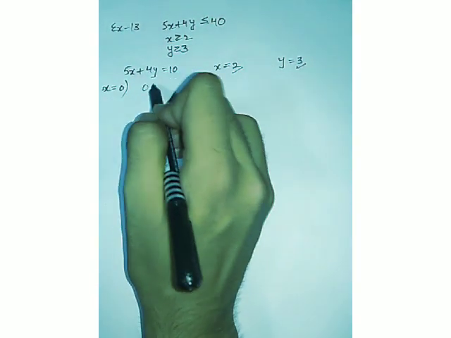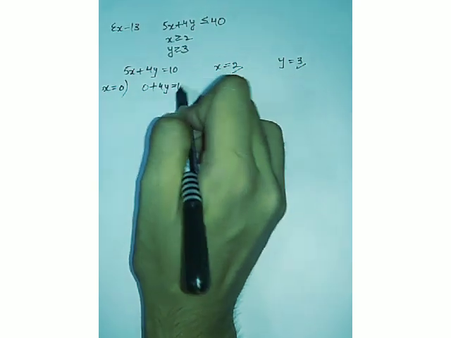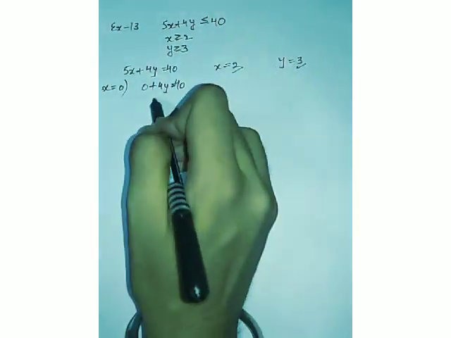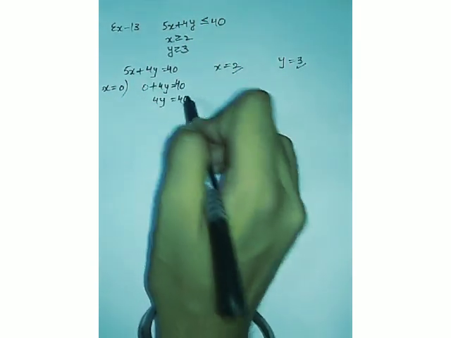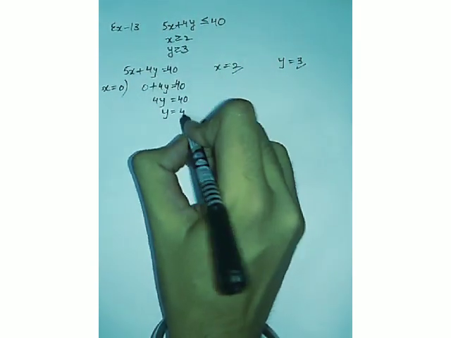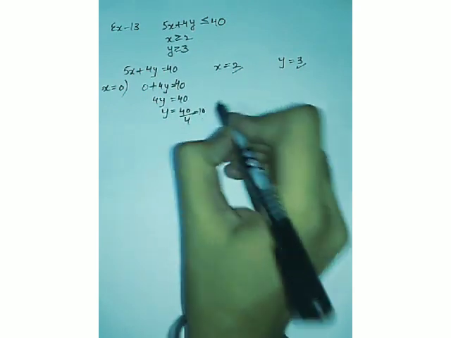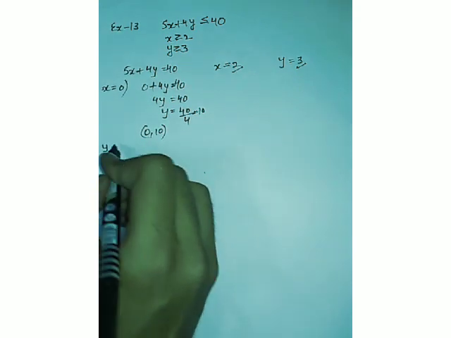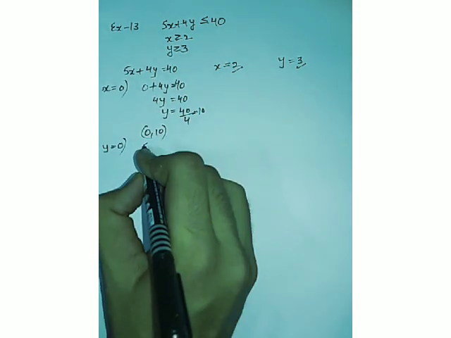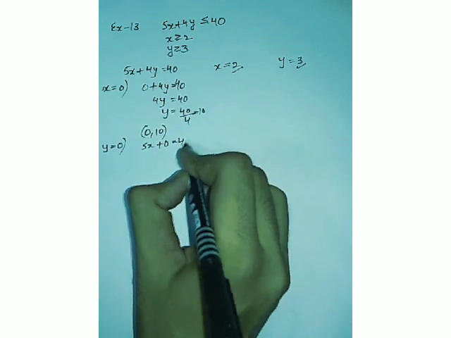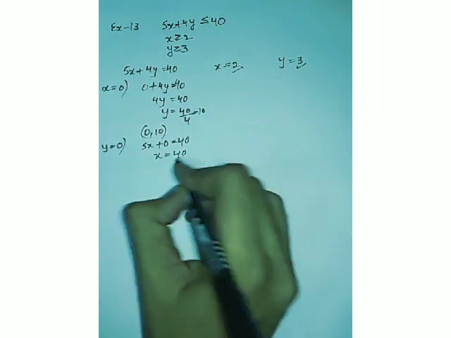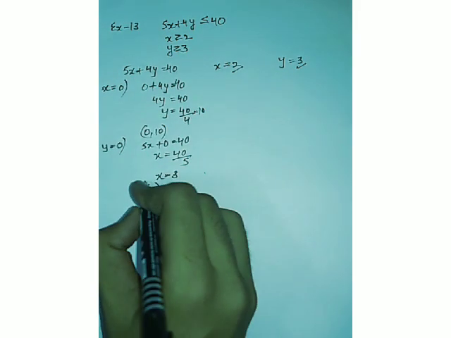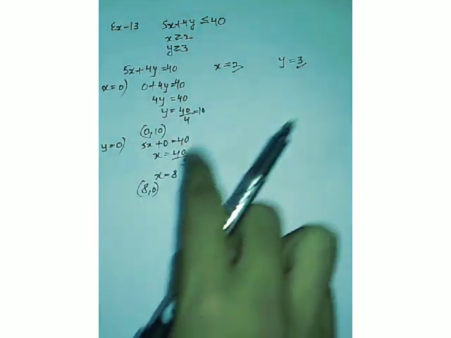Now you will get 0 plus 4y is equals 40, 4y is equals 40, y is equals 40 upon 4, that is 10. All right, so the first point will be 0 comma 10. Clear? The second point will be y is equals to 0. You will get 5x plus 0 is equals 40, or x is equals to 40 by 5, or x is equals to 8. You will get 8 comma 0. Clear? So these are 2 points and these are 2 points.